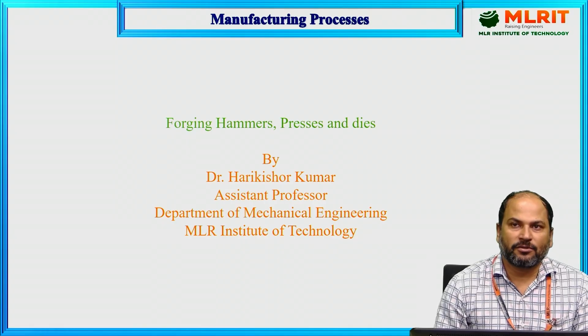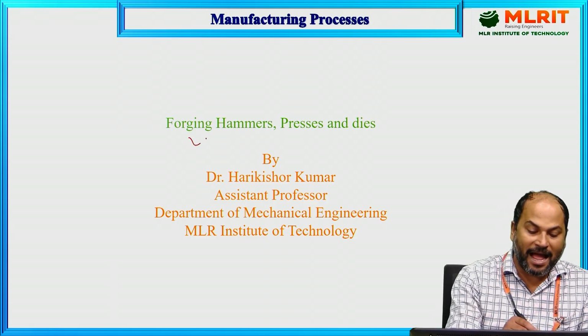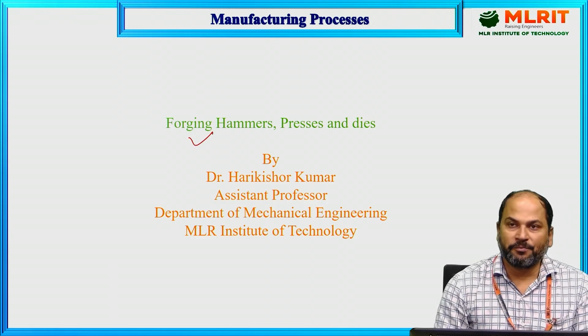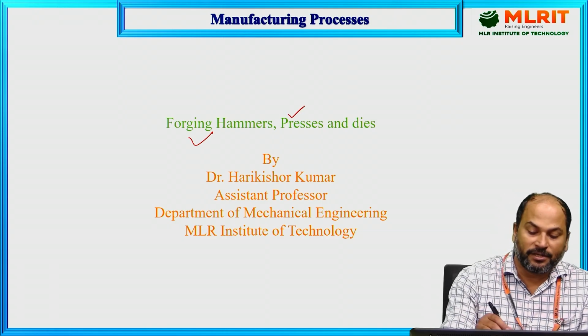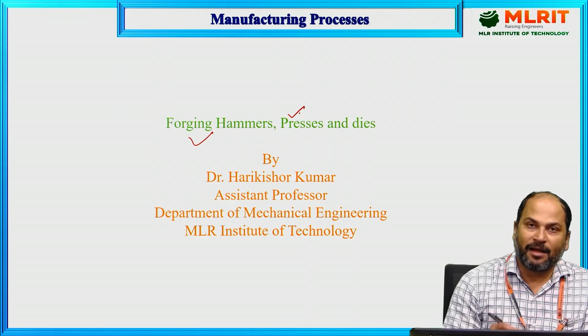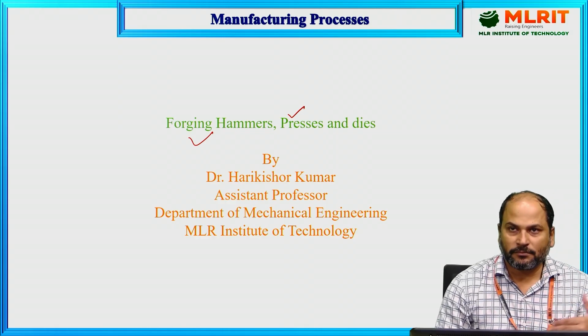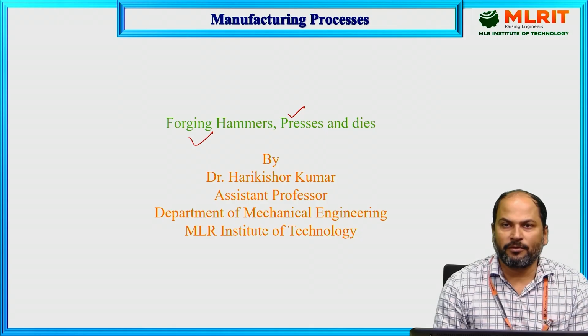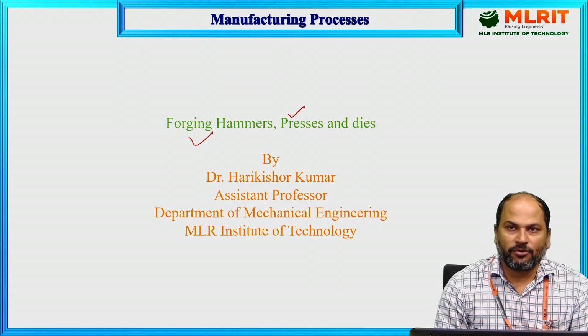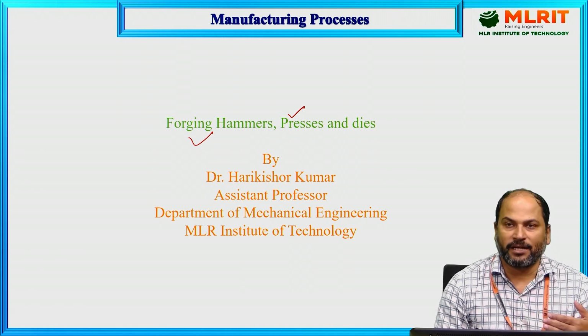So far we have discussed open die forging and closed die forging in detail, and also flashless forging. Today we are going to discuss the forging hammers, the means through which we apply the force to deform the material, and then we'll discuss the different presses used. In a hammer the load will be sudden. If we are hammering something, the load is suddenly applied. It will not be a gradual loading. Presses are generally used to apply gradual loading.